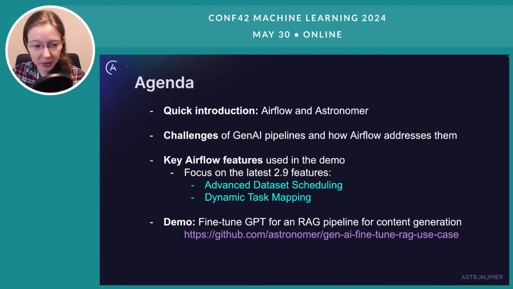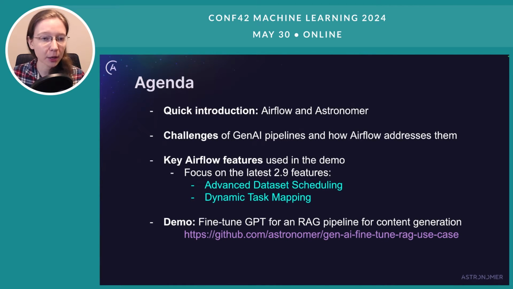Then we will spend some time in the demo. The demo is a pipeline that creates content using a retrieval augmented generation pattern together with also fine-tuning GPT for your use case. All of the code in the demo is open source and available for you to use, and this is the link to the GitHub repository where you can find that code. I will show this link several times throughout the talk.